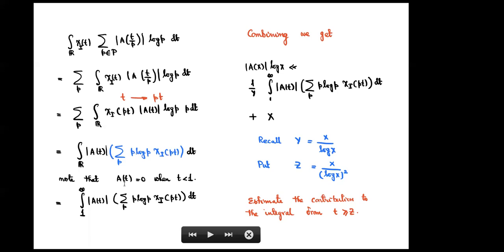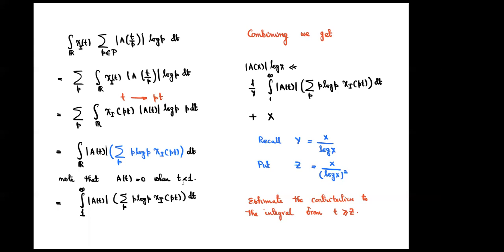Okay. And note that at is anyway 0 when t is less than 1. So in principle, this integral is just 1 to infinity of this thing. So the actual range of integration is just 1 to infinity. But for convenience, it's convenient to just write the integral over R.